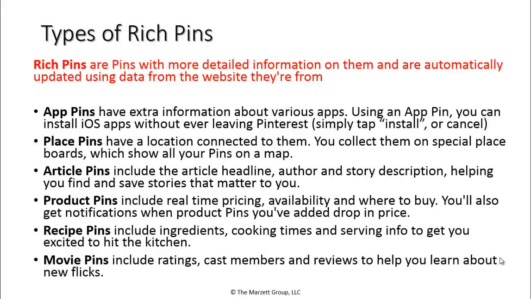Now, these are really neat because they actually include real-time pricing. And whenever the price drops, you can get a notification, which is nice if you're tracking a certain product. Maybe you're looking to buy a new bicycle or a new home or a new car or a new purse, whatever it is, and you're tracking the price and you want to know when that price drops from a certain vendor or website. The product pin will actually give you that real-time pricing, availability, and where to buy it. So that's a great feature.